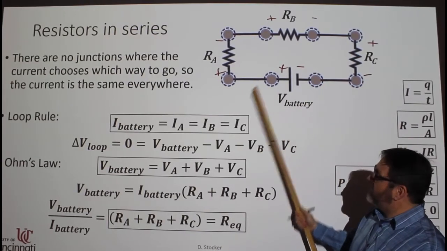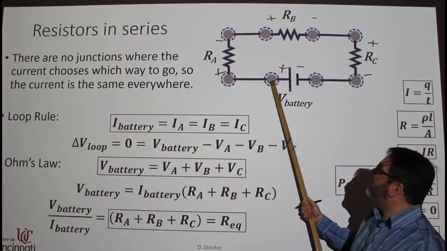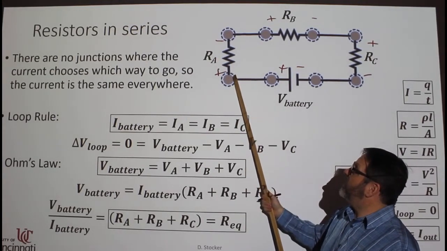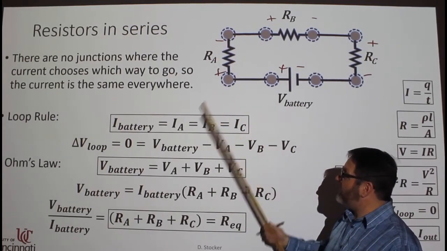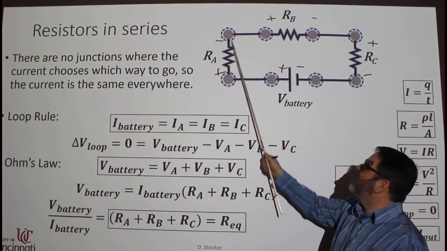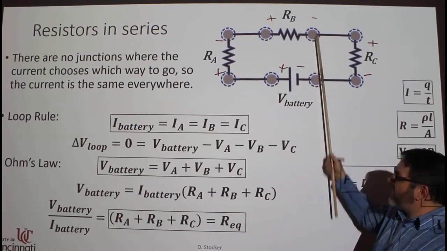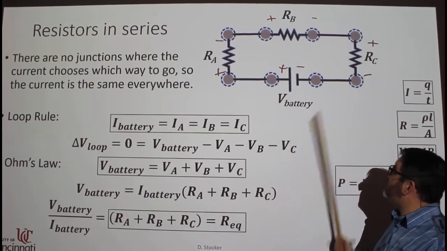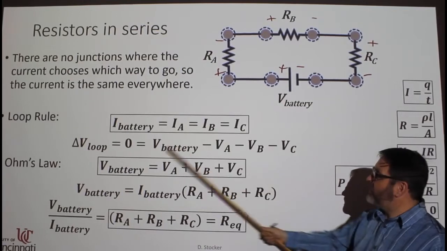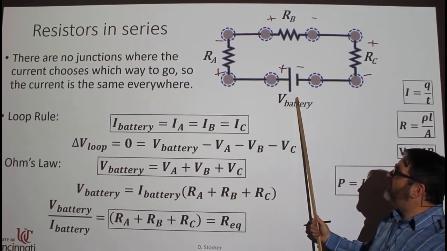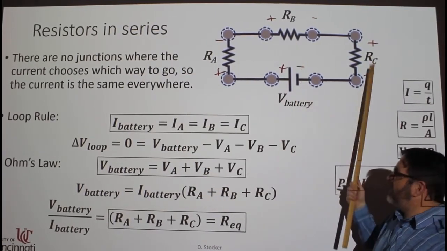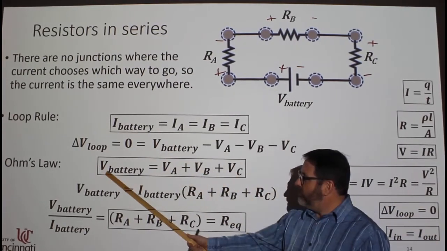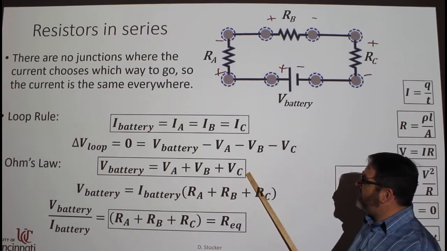So I gain plus V battery here, and then there's a V across this resistor A, and I'm going from the plus to the minus, so it's going down. So I have to subtract VA. And again here, I have to subtract VB. And here, I have to subtract VC to get back where I started. So 0 equals V battery minus VA minus VB minus VC. And if we rearrange this, we get V battery equals VA plus VB plus VC.